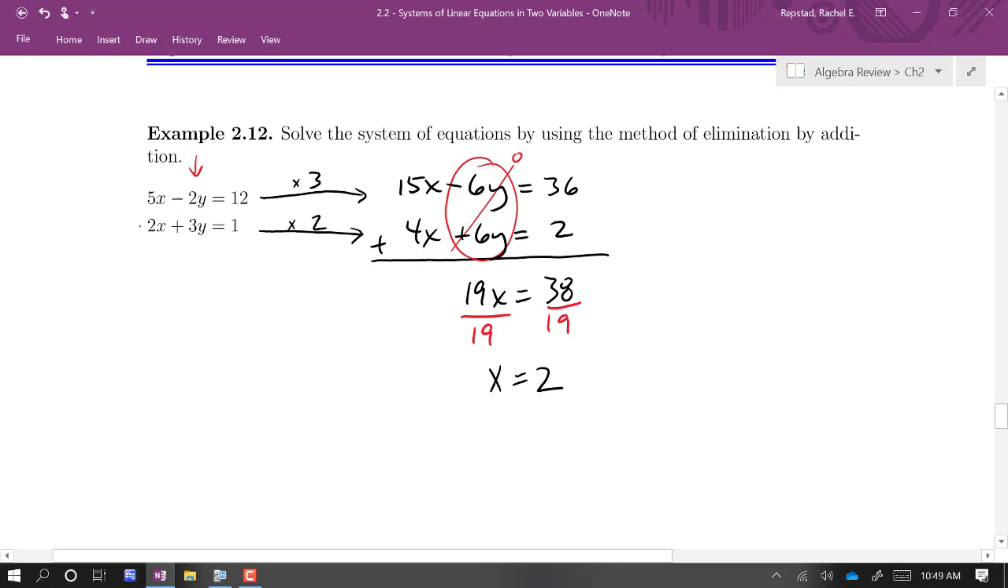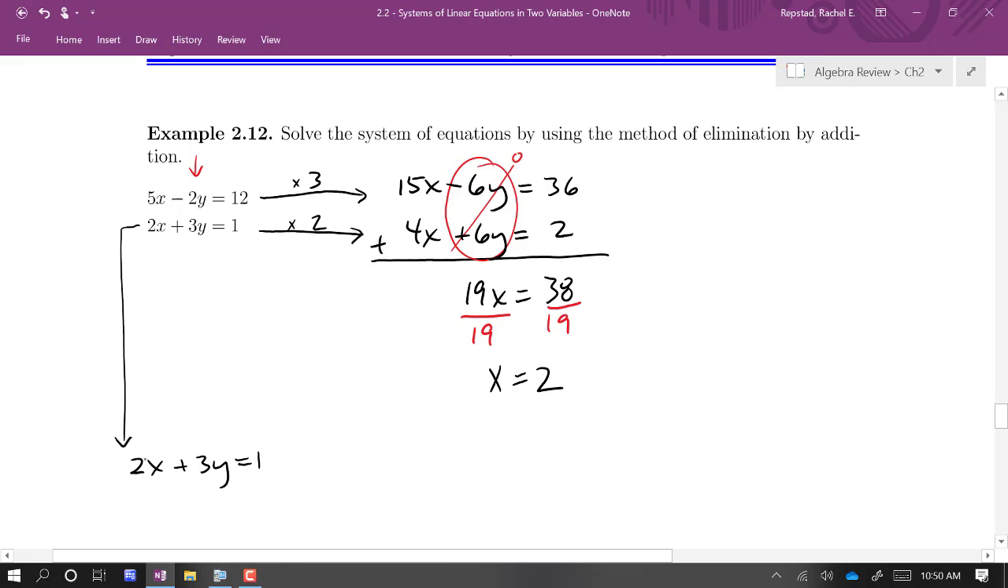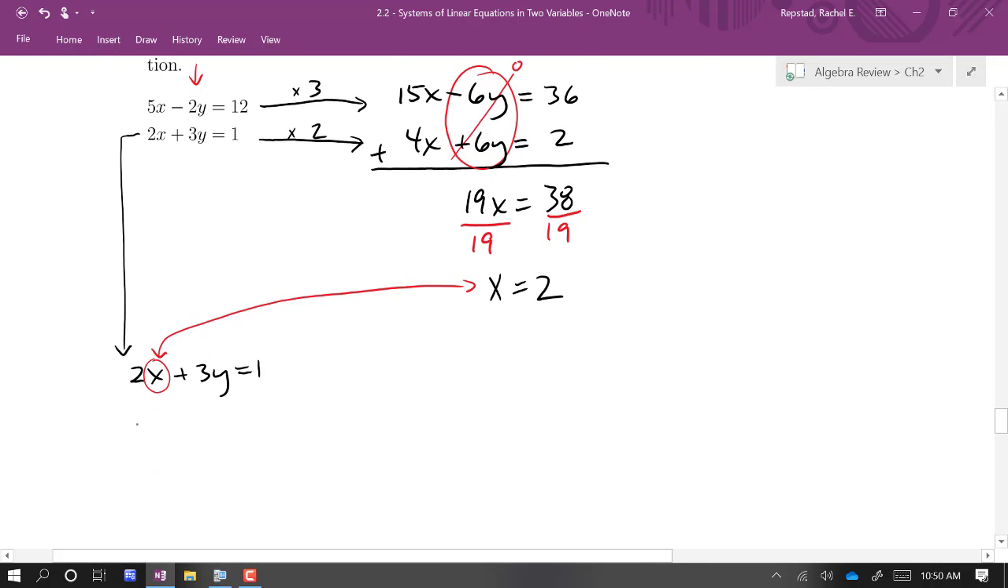So maybe I'll pick the second equation. So 2x plus 3y equals 1. I'm going to take my known value of x and plug it in there. So I have 4 plus 3y equals 1. We'll subtract 4 from both sides. That gives us 3y equals -3.